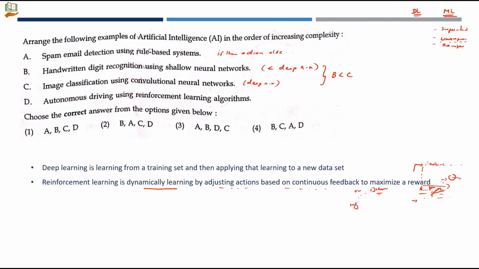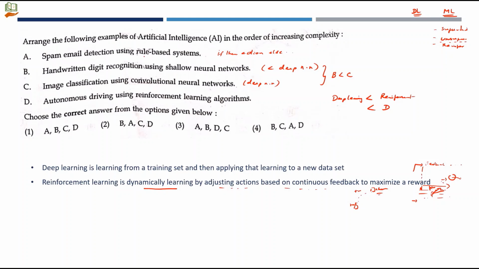Now think which is complex. Deep learning, which is going to learn from training data and apply that knowledge to new data, is this complex? Or based on continuous feedback, you have to keep changing the actions here and there, and that too has to happen dynamically. In this case, we can say deep learning is less complex compared to reinforcement learning. We can take it as this is less than option D, which means reinforcement learning is taking the highest complexity.